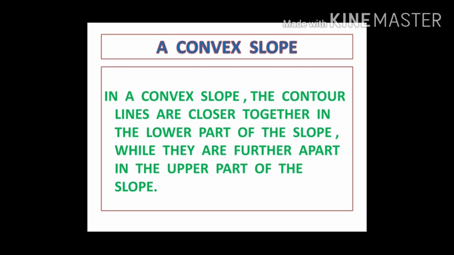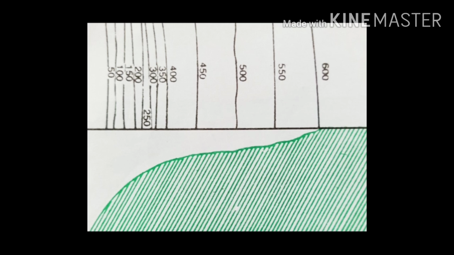The next one in the list is a convex slope. Now what happens in a convex slope? In a convex slope, the contour lines are closer together in the lower part of the slope, while they are further apart in the upper part of the slope. So students, you know how a convex shape looks like. Let's look at this picture. This is the picture of a typical convex slope. You can see this one, this portion is convex.